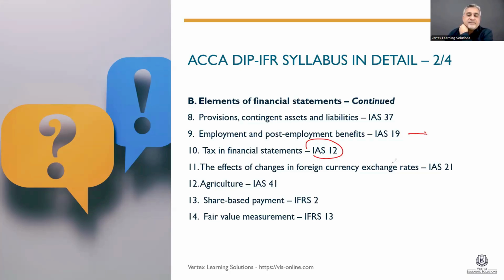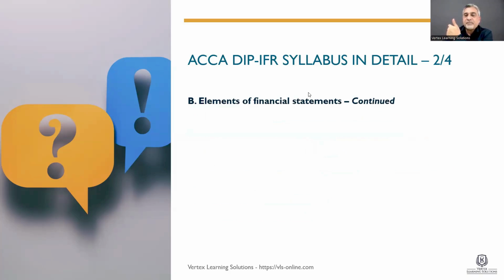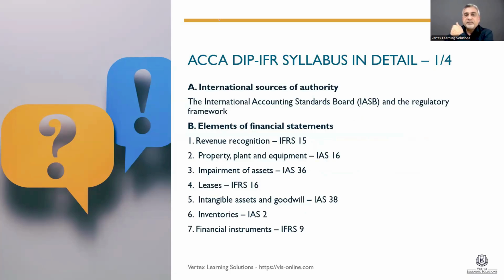So IAS 19 and IFRS 2, one of them. If this appears, this does not. If this appears, this does not. This is relatively less important, for example. So some standards are very important: revenue is very important, leases is very important. For example, revenue extremely important, impairment very important, leasing is very important, IFRS 9 is very important, intangibles are very important.